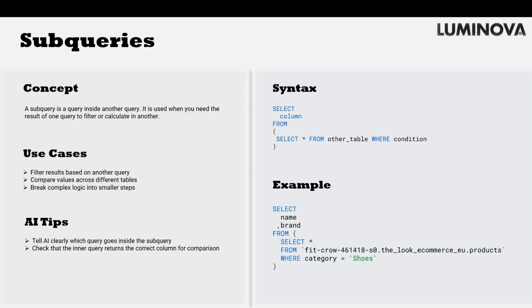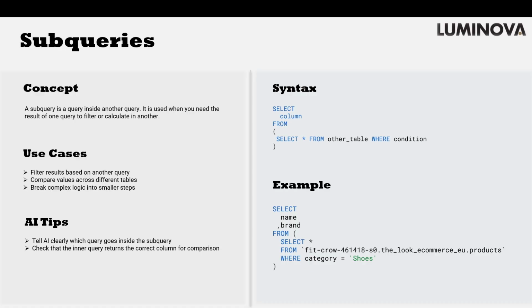The syntax is straightforward. You wrap the inner query in parentheses and then use it inside your main query, either in the select list, in the from clause, or in the where clause. Subqueries can return single values, lists of values, or even entire tables that behave like temporary views.